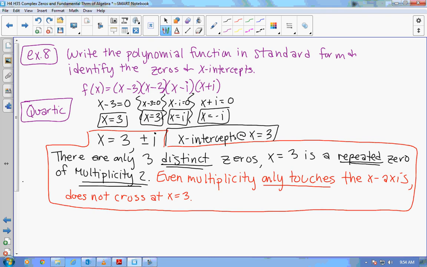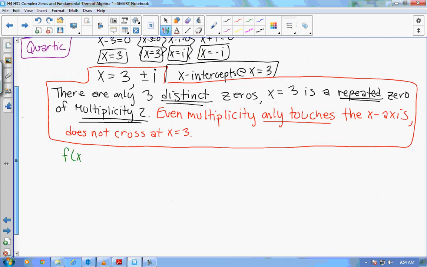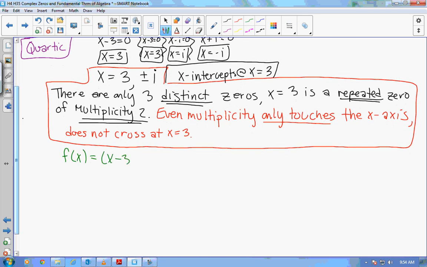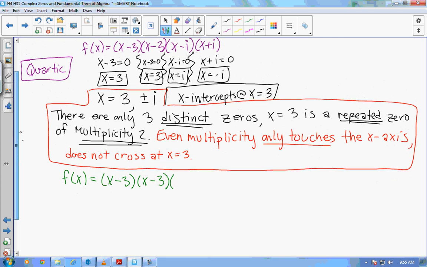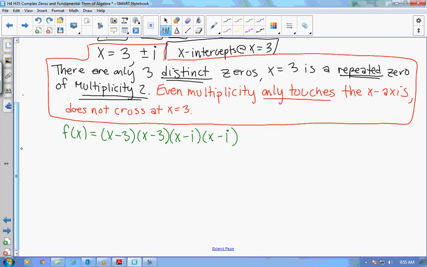Now we need to find standard form. I'm going to rewrite it because this is going to take some distributive property. We need some room. (x minus 3) times (x minus 3) times (x minus i)(x plus i). If you remember from last time, I told you, working with the conjugates, you should do those first, because conjugates are really nice, and those middle terms end up canceling out, yeah?